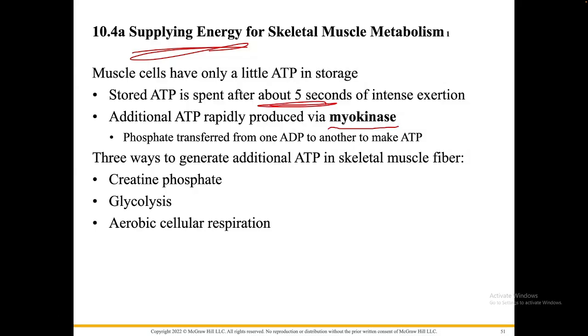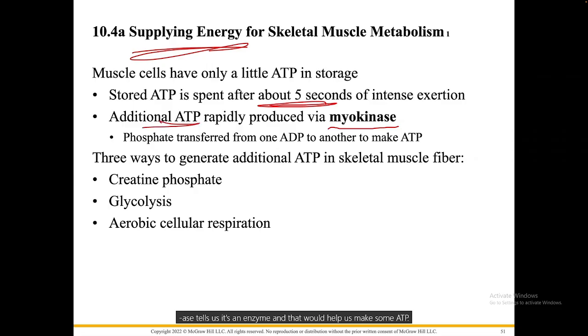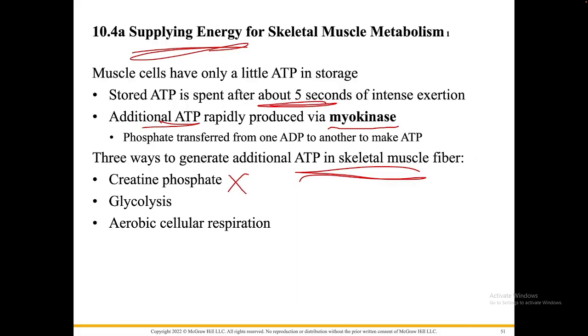We have an enzyme inside the muscle called myokinase. Remember, ase tells us it's an enzyme. And that would help us make some ATP. But again, just for a few seconds. I mean, if I start going upstairs, I'm only going to get maybe to the second floor using up the ATP that's inside my muscle cell. Inside the muscle cell, I'm also going to use some creatine phosphate to get extra ATP. I can do glycolysis, and I can do aerobic cellular respiration.